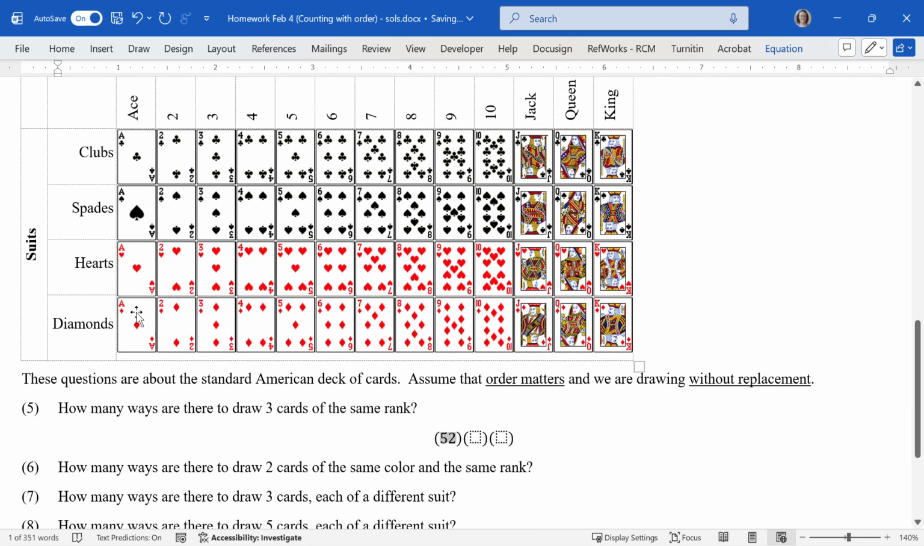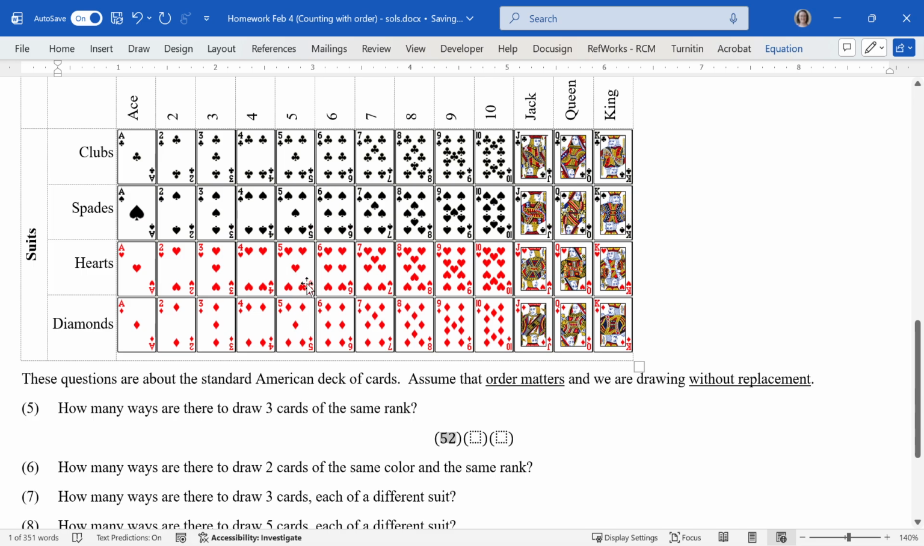So for example, let's say I draw the ace of diamonds for my first card. Then in order to get the same rank, there are 3 cards left that would give me the same rank as the other 3 aces. Now, maybe we didn't draw the ace of diamonds for the first card. Suppose we drew the 5 of spades for the first card. Then there would be 3 cards left, the other 5s, that would match the same rank.